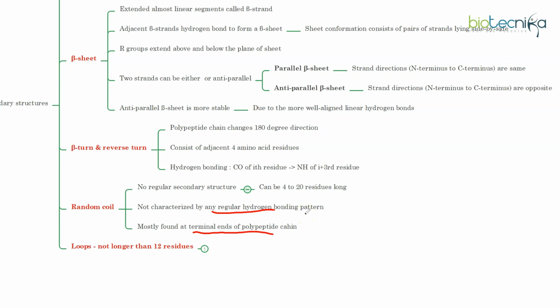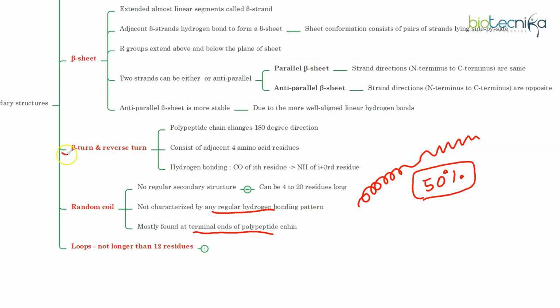When you have a polypeptide chain, it's not that from the start an alpha helix forms, then immediately a beta sheet. No. In the entire polypeptide chain, 50% of the structure may be present in a regular repetitive pattern, that is alpha helix and beta sheet.